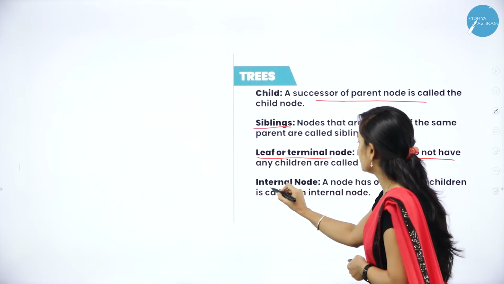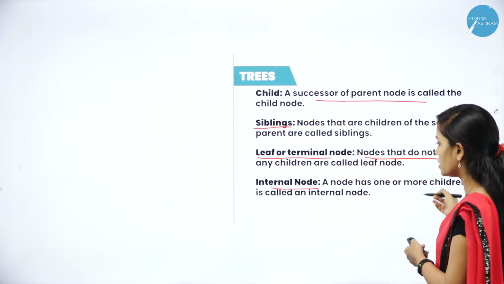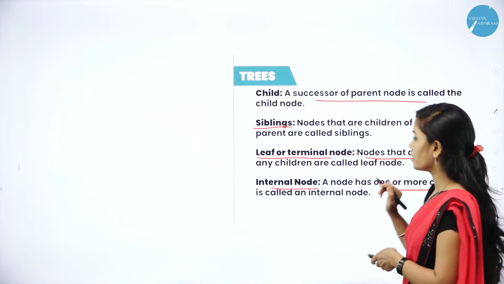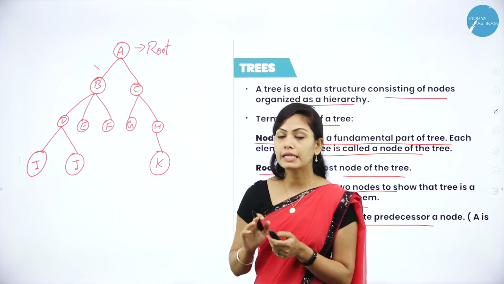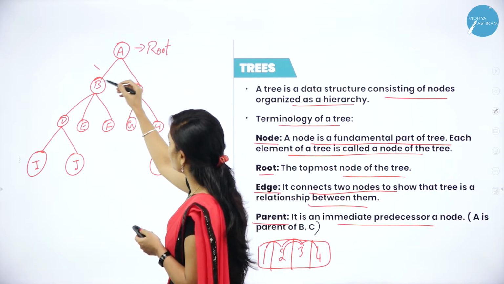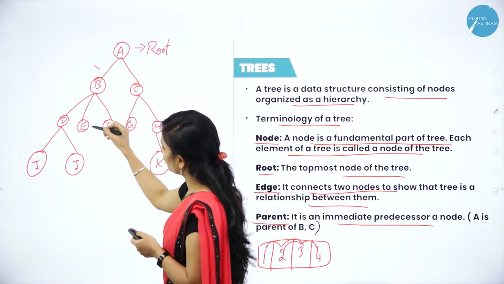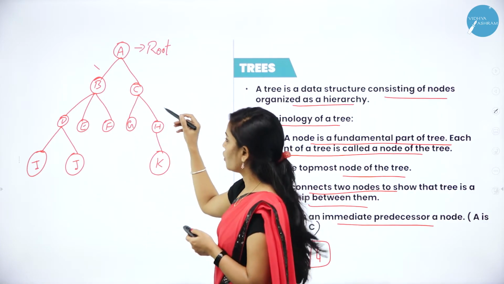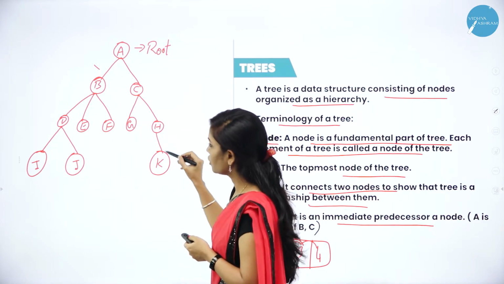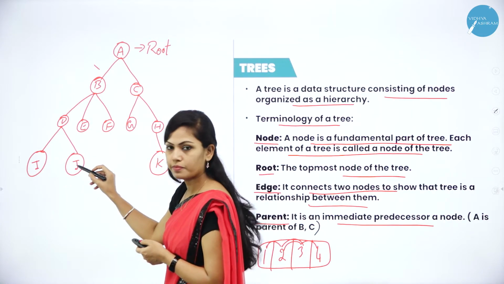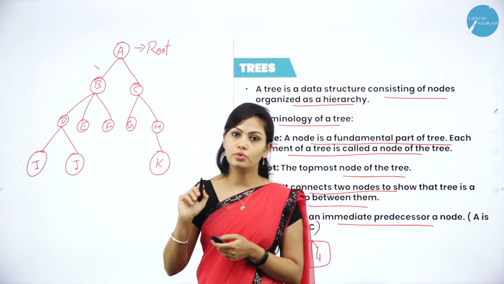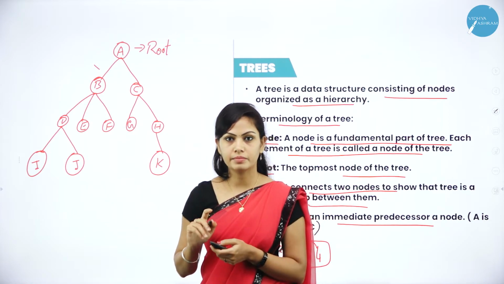Next we have internal node. A node which has one or more children is called an internal node, or non-leaf node. So H is also a non-leaf, D is also a non-leaf, but E, F, G, I, J, K are leaf nodes which do not have any child.